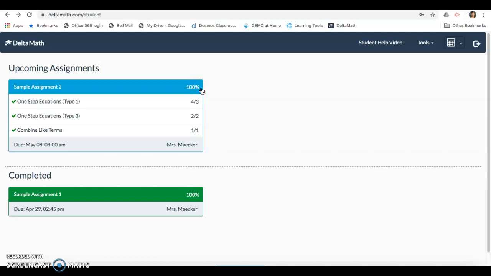So that was a brief intro into Delta Math. I hope you enjoy this new tool. To log out, just press the arrow button in the top corner here.